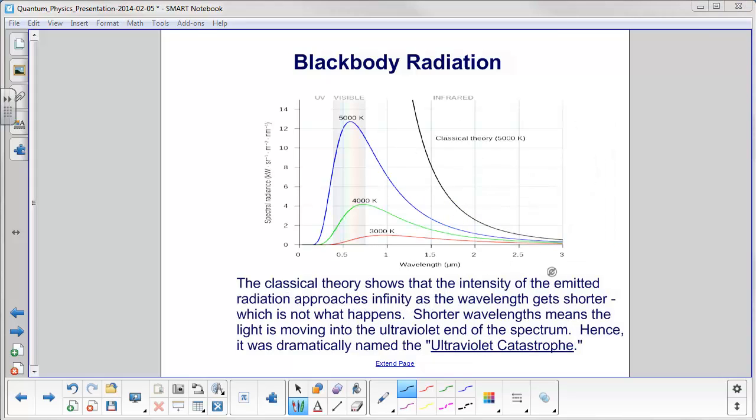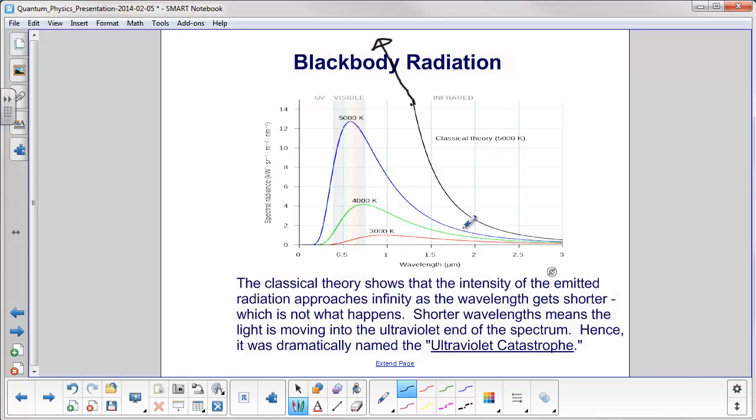The classical theory shows that the intensity of the emitted radiation, that's this curve here, you can see that it's coming off the chart here, and you can imagine it just keeps on going, and you don't have to imagine, that's actually what the theory says. So it's approaching infinity as the wavelength gets shorter, which is not at all what happens.